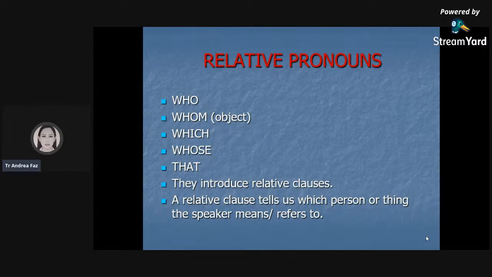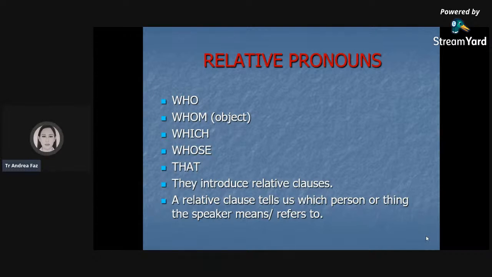I will start by mentioning some of the relative pronouns that we're going to see during the class. They are who, whom, which, whose, and that. Those relative pronouns help us to introduce relative clauses. Relative clauses are the clauses that tell us which person or thing the speaker is referring to. We're going to start by figuring out who and that.